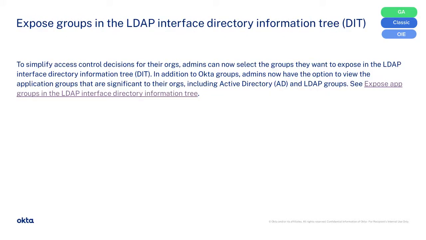To simplify access control decisions for their organizations, admins can now select the groups that they want to expose in the LDAP interface directory information tree. In addition to Okta groups, admins now have the option to view the application groups that are significant to their orgs, including Active Directory and LDAP groups. See Expose App Groups in the LDAP Interface Directory information tree for more information.